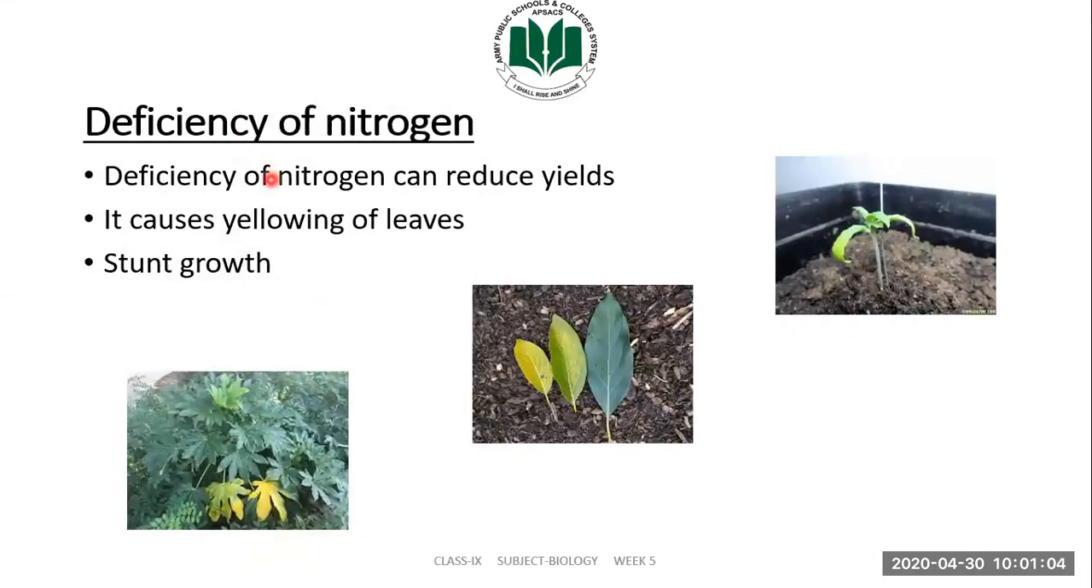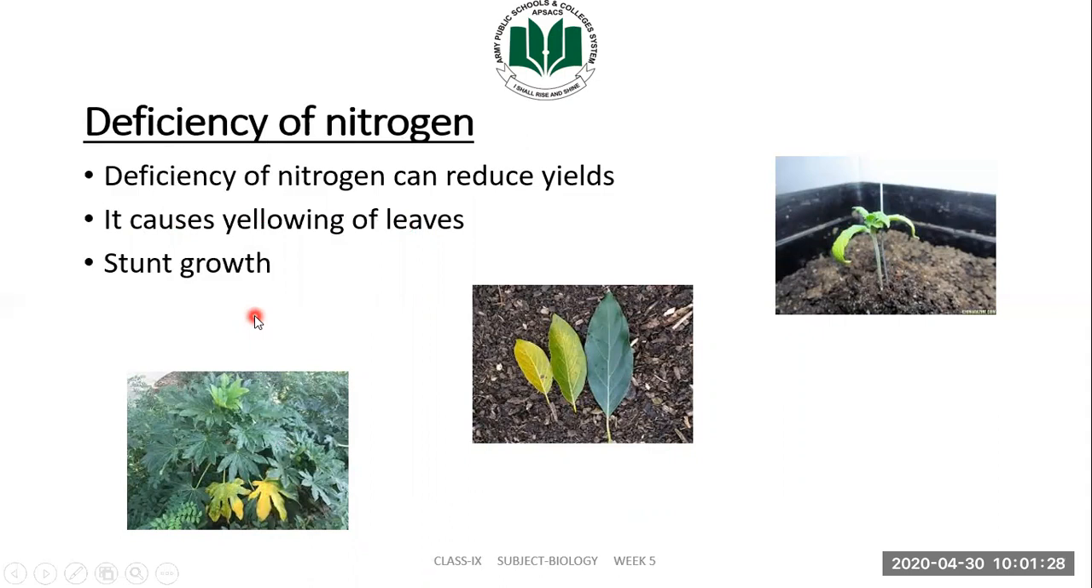Deficiency of nitrogen. What happens when nitrogen is not provided properly to the plants? Deficiency of nitrogen can cause reduced yield. It means that the yield of the plant, the yield of the fruits and seeds and flowers, will be reduced. It causes yellowing of the leaf. The leaves will become yellow in the absence of nitrogen. Here you can see the leaves are turning yellow here and here because of the deficiency of nitrogen.